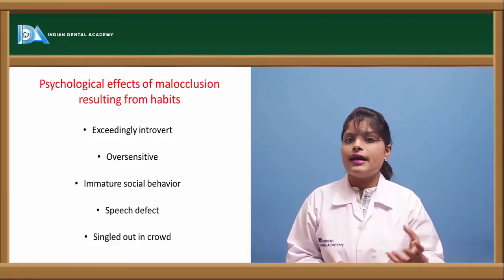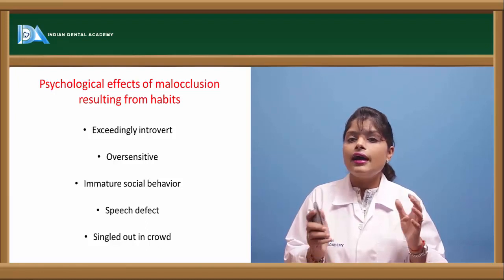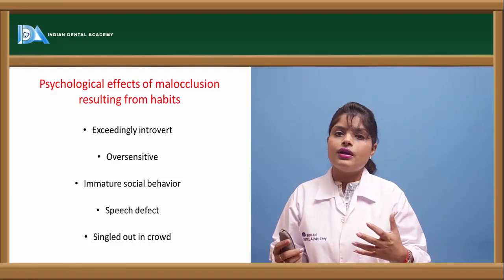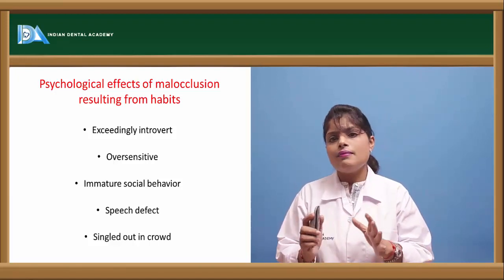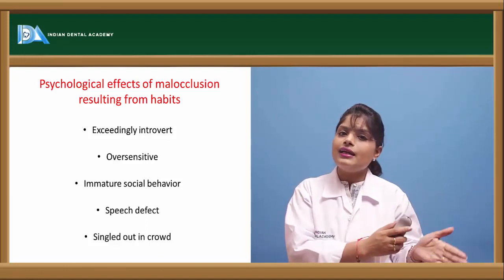The various psychological underlines of such a child is basically an introvert. He will not interact much with the people around. He will be very depressed and dull and show immature social behavior. Generally, the child will be standing out in crowd.